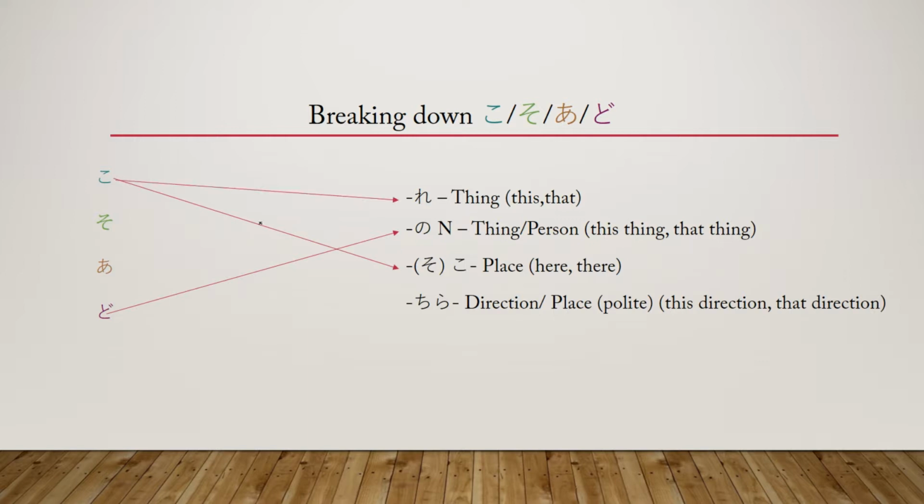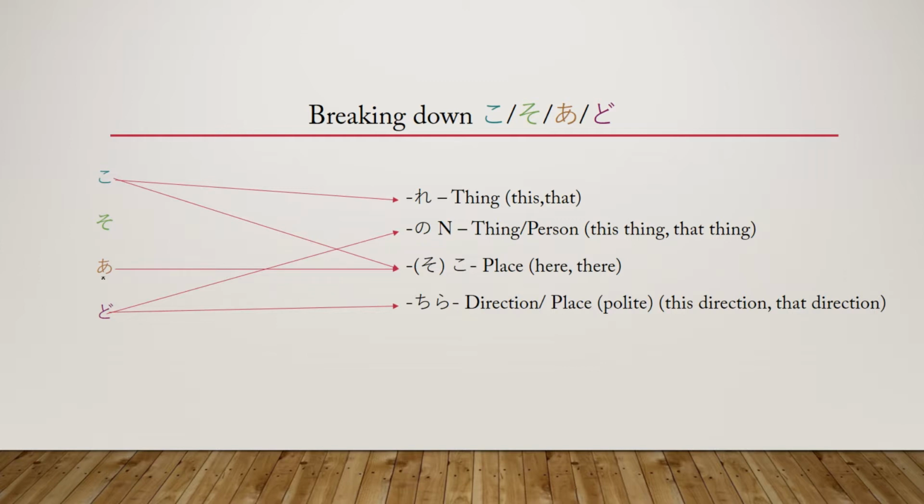One more example, if you took ko and put it to re, then you would have kore. Like I said, that is going to be a thing that is close to the speaker, which in English translates to this. And then one more example is dochira. Dochira is going to be which direction. It can either be the polite form of do plus ko, which would be doko, or it can literally mean which direction, like which direction do I need to go, or something like that.